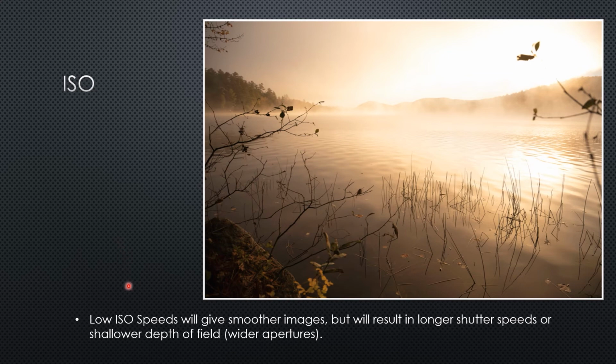Low ISO speeds will give smoother images, but they are going to give you longer shutter speeds because they need more time to let light in, or you'll end up using a wider aperture and giving yourself a shallower depth of field, possibly both. You could end up looking at longer shutter speeds and a wider aperture by using low ISO speeds. So sometimes you may choose to raise your ISO to be able to overcome one of those variables.